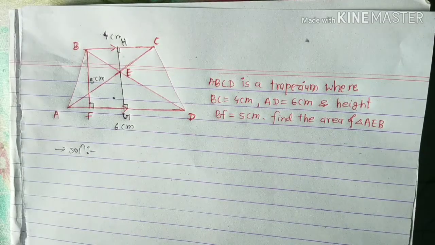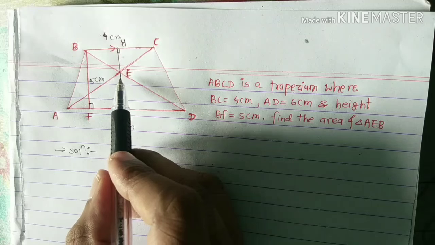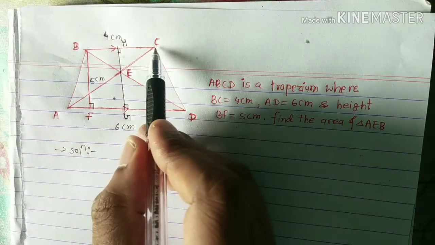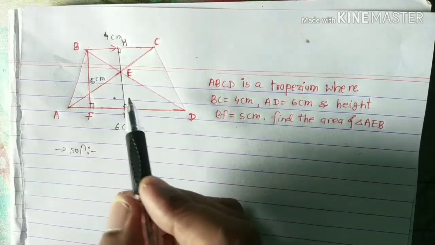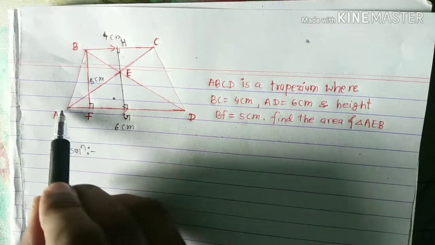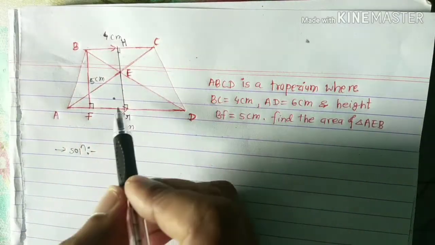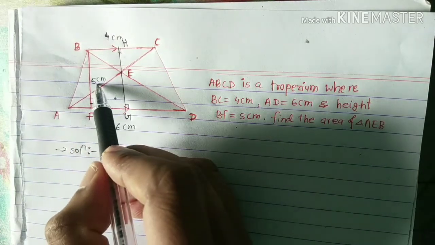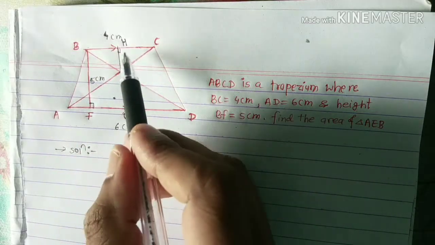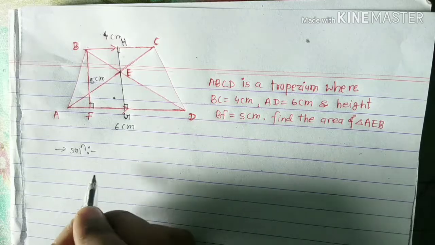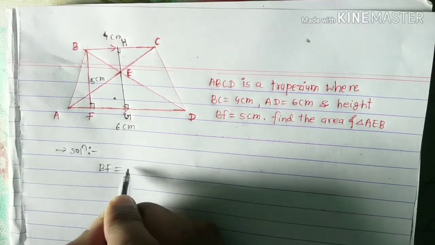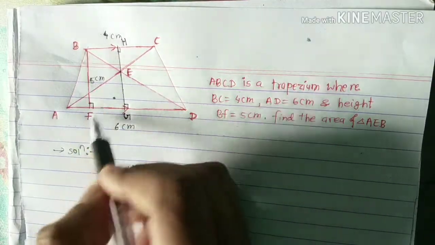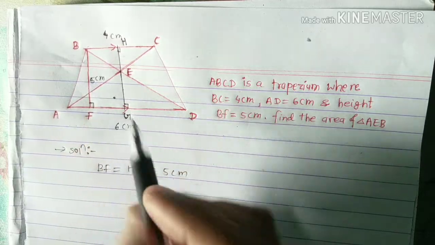What we have to do here, we have to construct two perpendicular lines, EG perpendicular to AD and EH perpendicular to BC from the point E. So I have constructed two perpendicular lines. As you can see, the side BF is 5 centimeter, so the side HG will be 5 cm, because these both are the opposite sides of a rectangle, so they should be equal here.